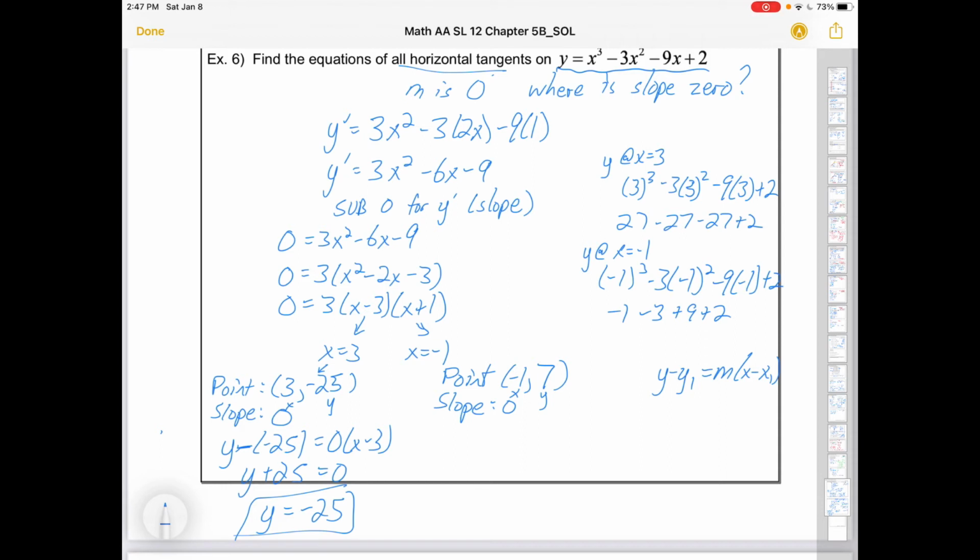Same with the other one. We'll have y minus 7 equals 0 times x minus negative 1, so x plus 1. So we get y minus 7 equals 0, or y equals 7.